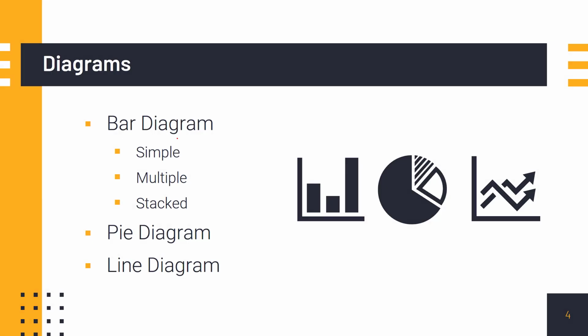So let's start with diagrams. These three are the most commonly used diagrams. First one is the bar diagram, next one is the pie diagram, and the last one is the line diagram. Now the bar diagram has certain categories. One is simple, one is multiple, and one is stacked. Now what is a bar diagram? As the name suggests, it consists of bars, right? So this is a bar diagram.